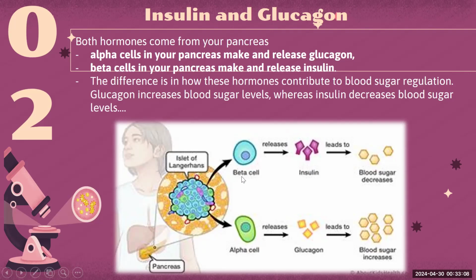So we have a beta cell. This beta cell releases insulin, and this insulin makes the blood glucose level decrease. But the islets of Langerhans also produce another hormone. The alpha cell is a part of the islets of Langerhans, which is represented in green color, and it releases the opposite hormone to insulin, which is glucagon. And glucagon increases the blood glucose level.